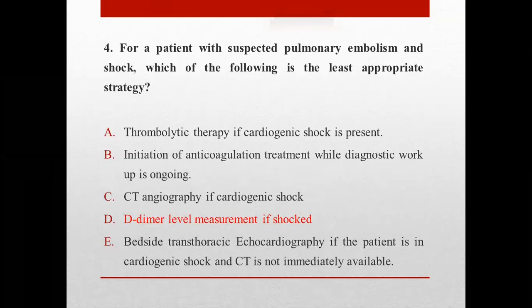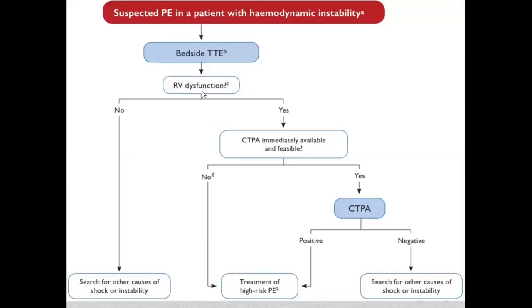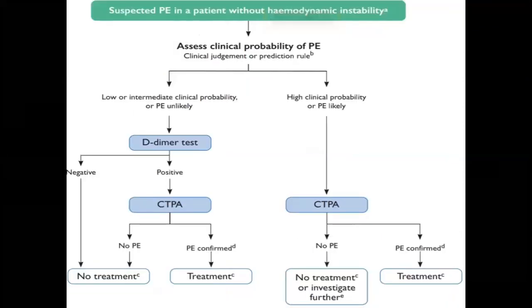So if we revise the algorithm for management of a patient with pulmonary embolism, if the patient is presenting with pulmonary embolism and hemodynamic instability, the first step is to do a bedside transthoracic echo, and then if we have an available and rapid CT, we are going to do CT pulmonary angiography. But there is no place for the D-dimer in the algorithm. But if the patient is presenting with pulmonary embolism without hemodynamic instability, here the D-dimer will play an important role in the diagnosis and in proceeding for management.